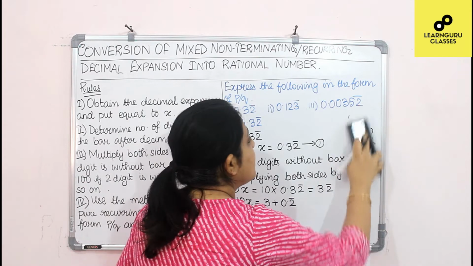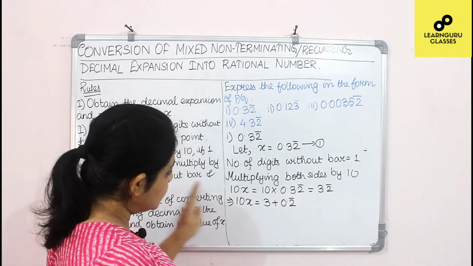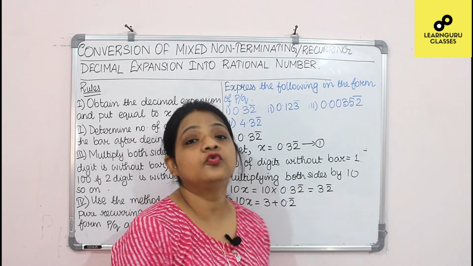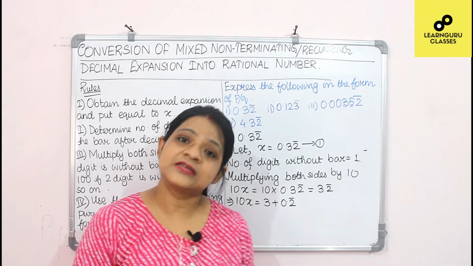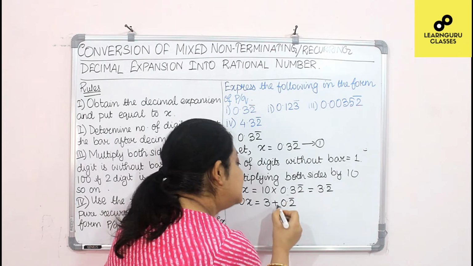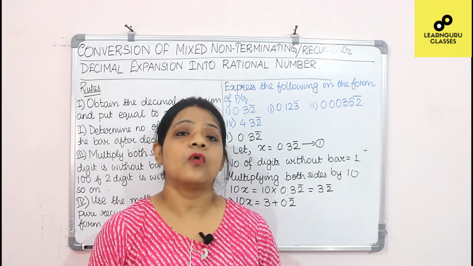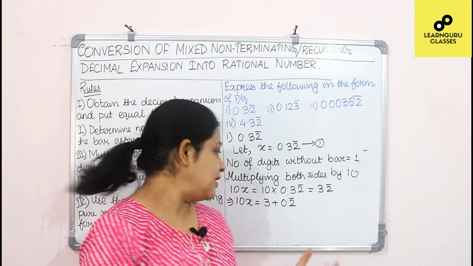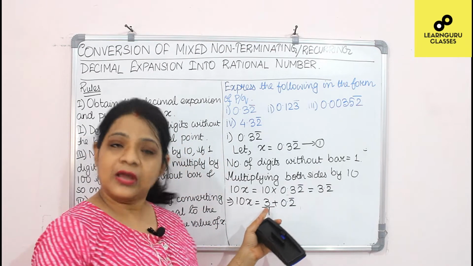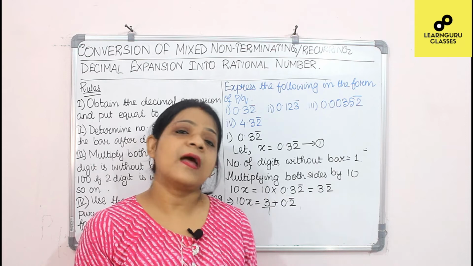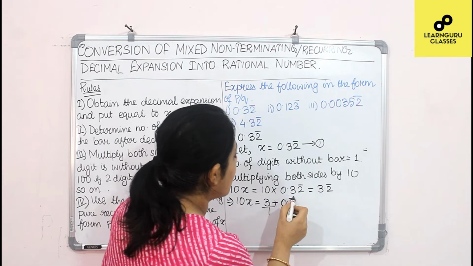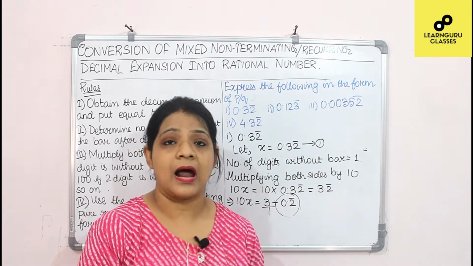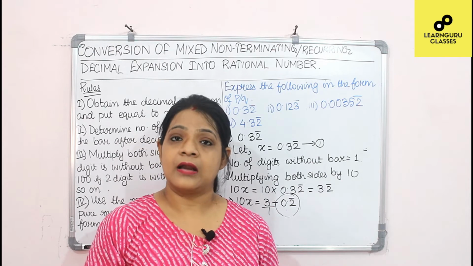So 3 has already been shifted to before the decimal, right? So only 0.2 bar is there. Next your task is to convert this 0.2 bar into a rational number. Once it is done, 3 can already be written as 3 by 1, right? So 3 by 1 is a rational number. So next step is to convert 0.2 bar into a rational number.